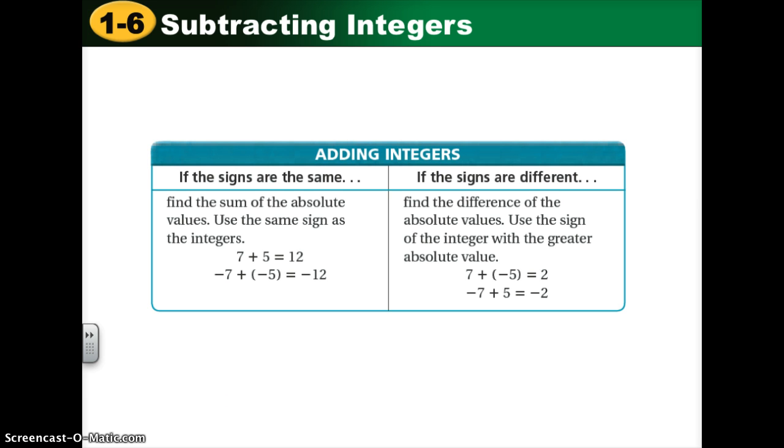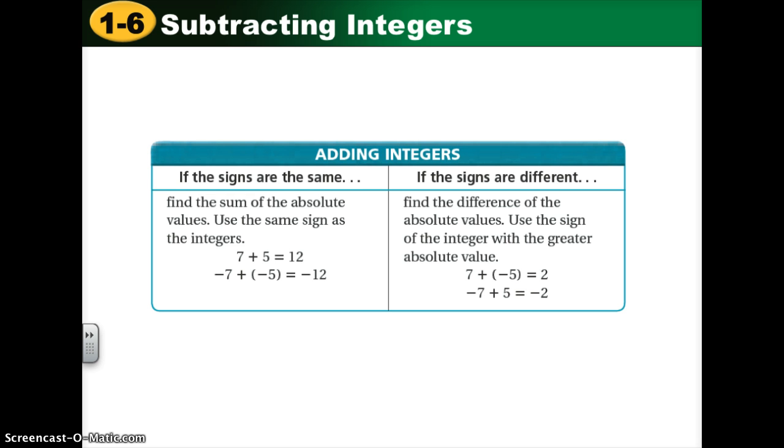A couple of notes: if the signs are the same when you're adding two numbers, you keep the sign and simply add the numbers as they are. So 7 plus 5 is 12, -7 plus -5 is -12. If the signs are different, you're really looking for the difference between the two values, and you take the sign of what would be the larger number if all numbers were positive.